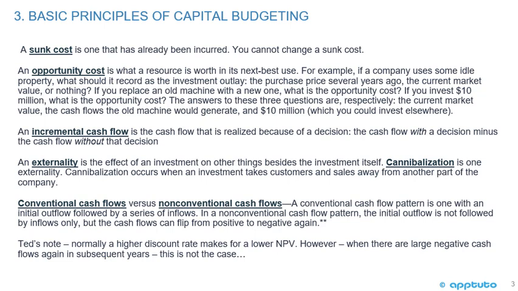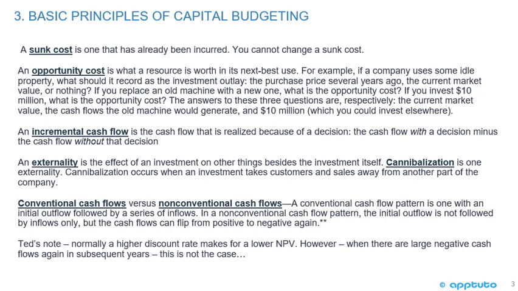An externality is the effect of an investment on other things besides the investment itself. Cannibalization is one externality. Cannibalization occurs when an investment takes customers and sales away from another part of the company. Conventional cash flows versus non-conventional cash flows. A conventional cash flow pattern is one with an initial outlay followed by a series of inflows. In a non-conventional cash flow pattern, the initial outflow is not followed by inflows only, but the cash flows can flip from positive to negative again.